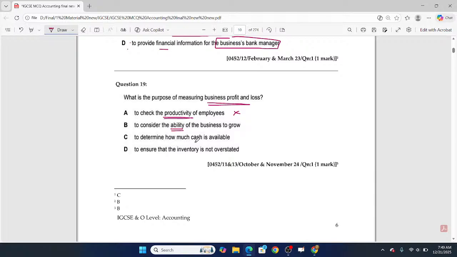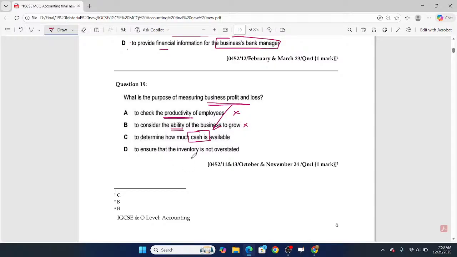Determine how much cash is available. Okay, so if more profit is there, you will be able to understand that we have more cash. This may be a reason, but anyhow, we'll just go and cross check. So the first two are not correct. This one may be correct. Anyhow, we have to cross verify with the fourth one.